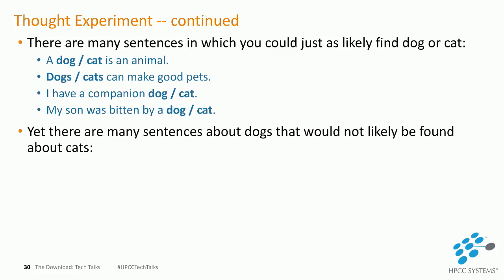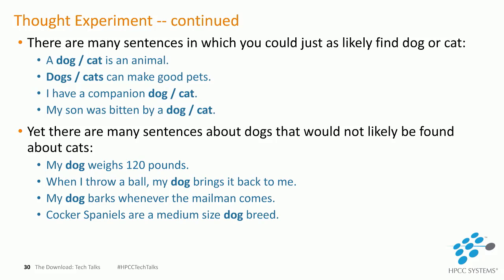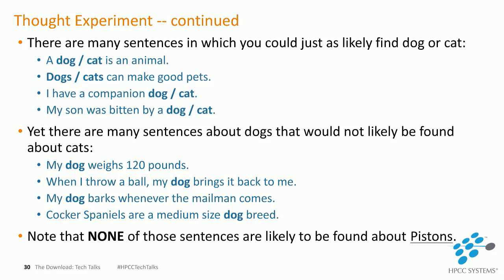But there are a lot of sentences about dogs that would not likely be found about cats. For instance, my dog weighs 120 pounds. You wouldn't say that about a cat unless maybe you had a pet mountain lion. When I throw a ball, my dog brings it back to me. My dog barks whenever the mailman comes. Cocker Spaniels are a medium-sized dog breed. Now, keep in mind, none of these sets of sentences are likely to be found about pistons. Even my uncle, a true automotive enthusiast, didn't have a companion piston.